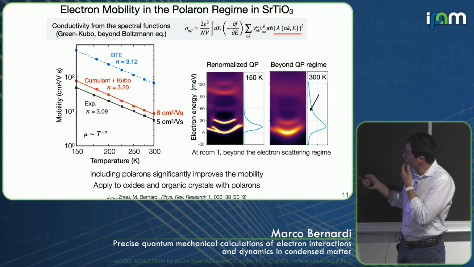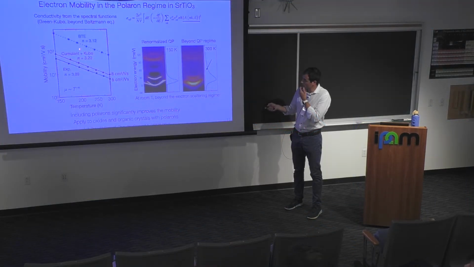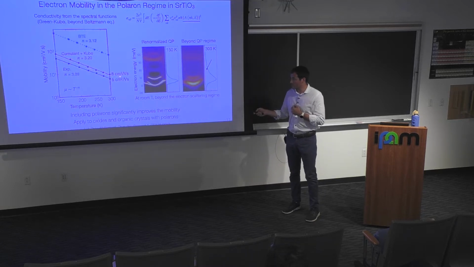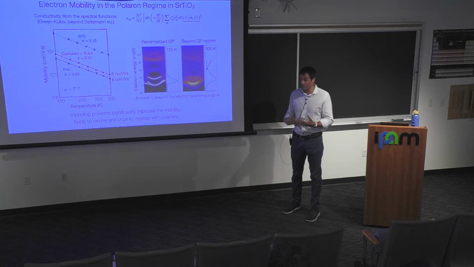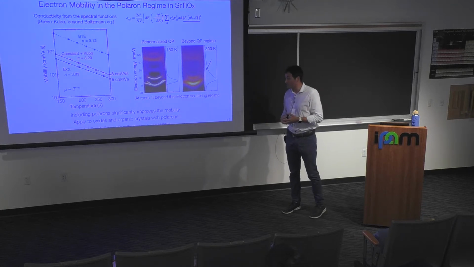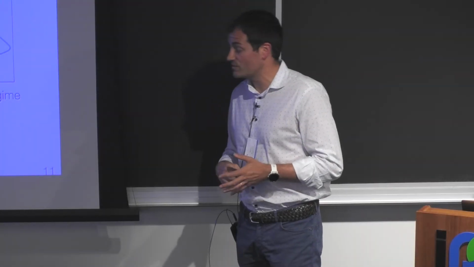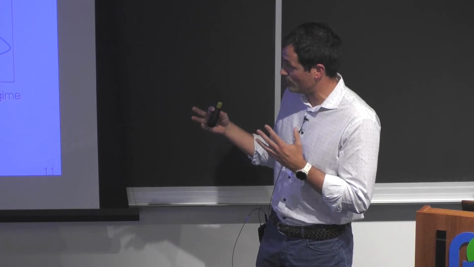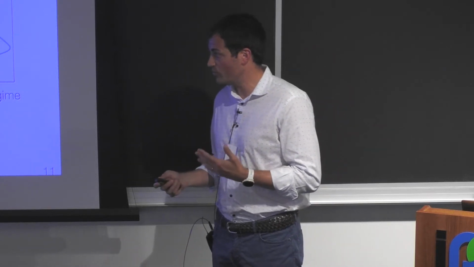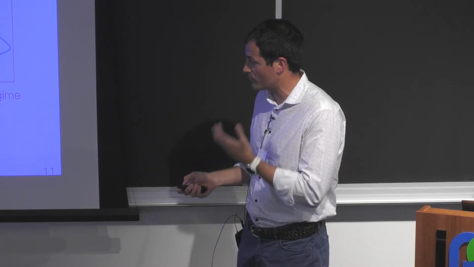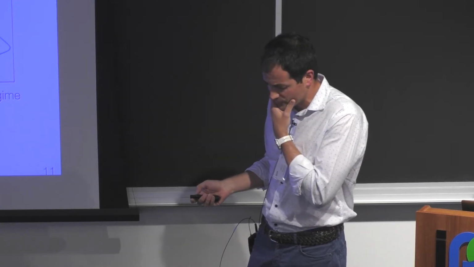When we use this level of theory in strontium titanate, you see that the mobility drops by about an order of magnitude. And now both the temperature trend and the absolute value of the mobility are extremely close to experiment. Again, this is a theory that does not have any free parameters in a complex material that has polaron effects. And so we believe that this is a great success for these first principles theories.